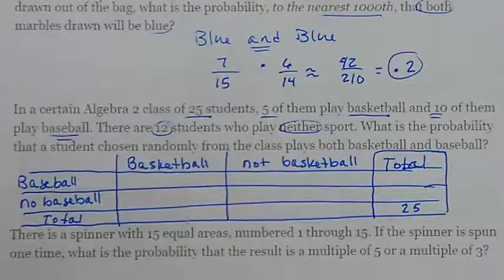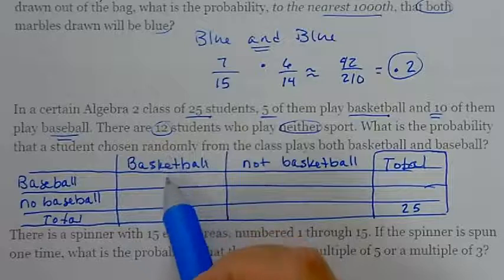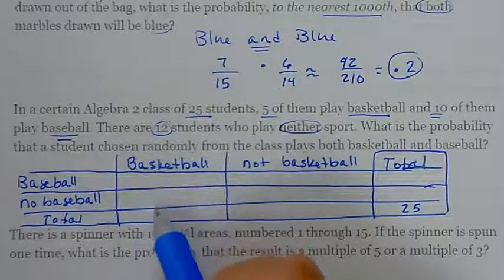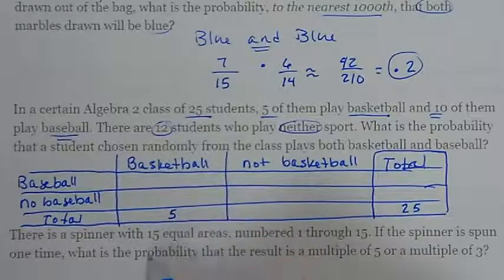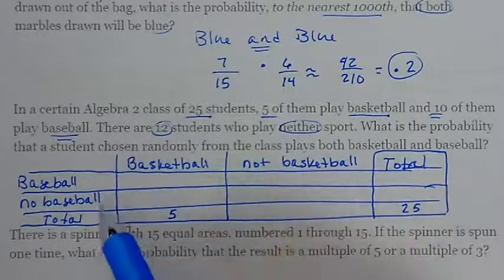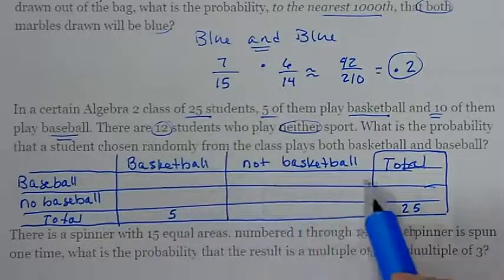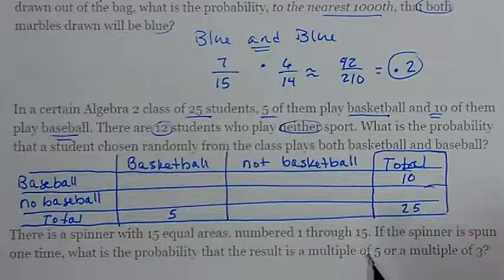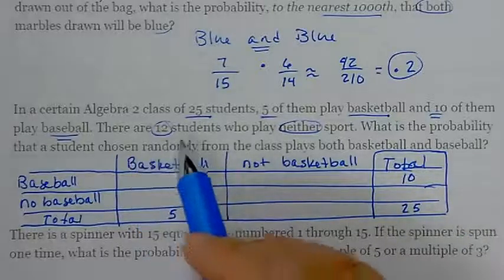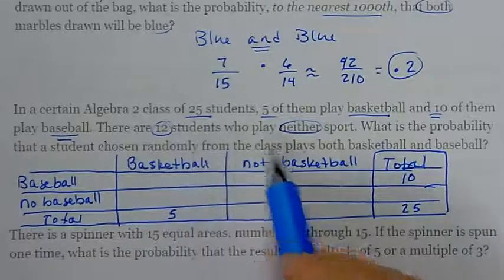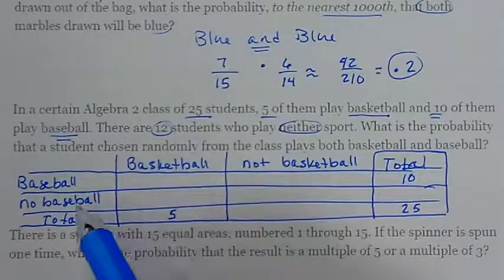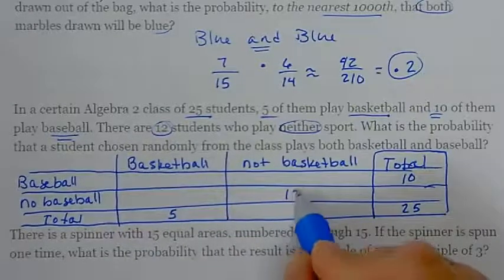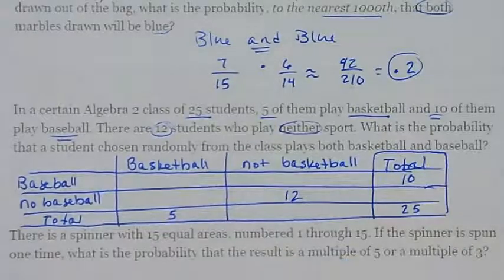5 of them play basketball, so I'm going to go under the basketball column, and 5 play basketball, so I'm going to put a 5 right here. 10 play baseball. So here's the baseball column. 10 play here. There are 12 that don't play either. So they don't play basketball and they don't play baseball. So I'll have 12 in this spot. Now I'm ready to go in and fill in the missing values.